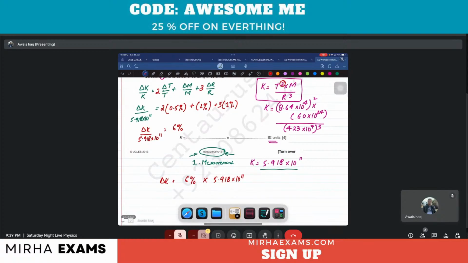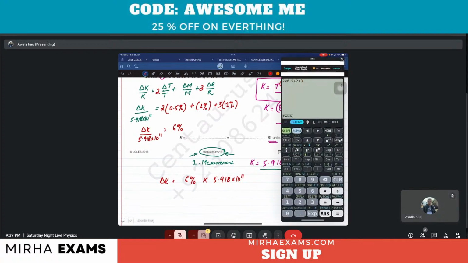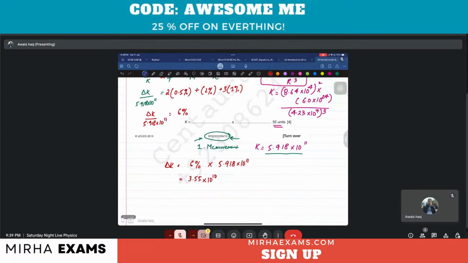Now just multiply 6. You can divide by 100 or use the percentage sign, it's okay. 5.918 into 10 raised to power 11. And you can see it comes out as 3.55 into 10 raised to power 10. Now this is where I want to warn you, or I want to show you why it is so important.